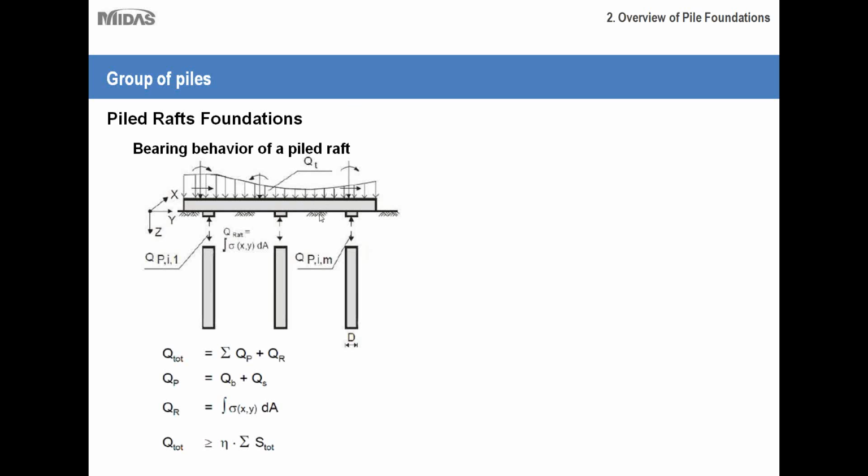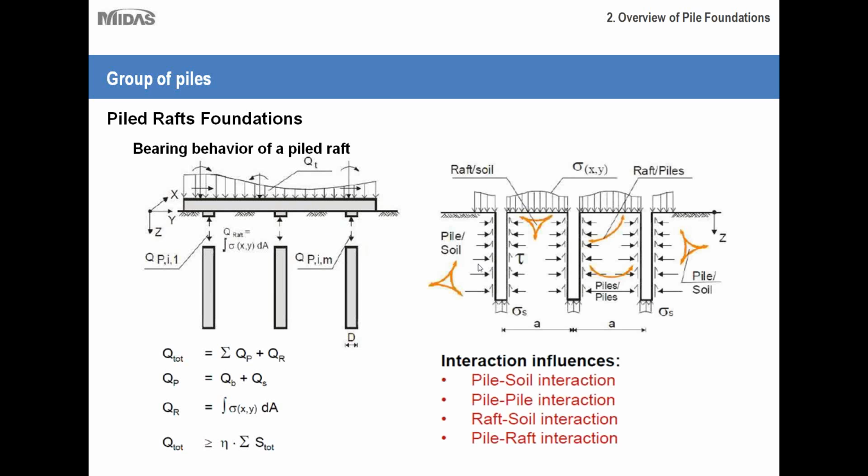So here's why. Pile raft and its bearing behavior is a very good example of soil structure interaction. If you look here on the left side, we have a raft separated from the pile. The raft itself has its own interactions with the soil around it, and the pile has interactions with the soil around it as well. And then there's an interaction between the raft and the piles themselves, which is summarized here on the right side. As you can see, these 4 arrows show the interaction. We have raft soil interaction, raft pile interaction, and pile to pile interaction.